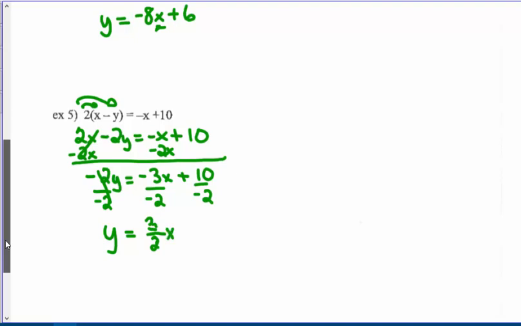3 halves x minus 10 divided by negative 2 is minus 5. So 3 halves x, negative 5.